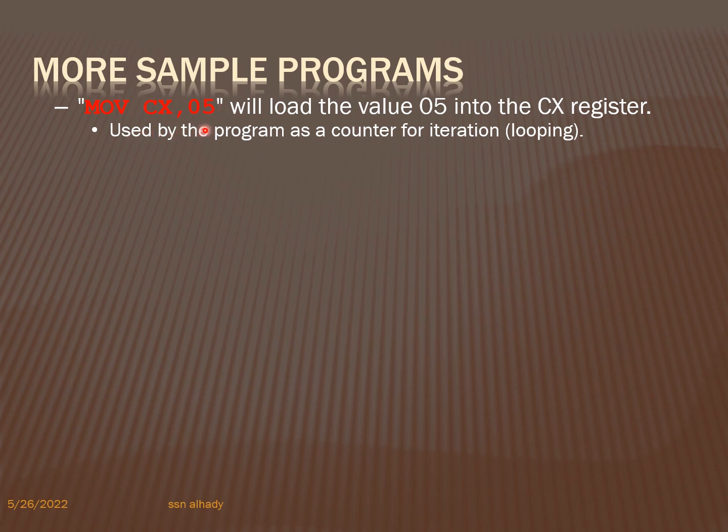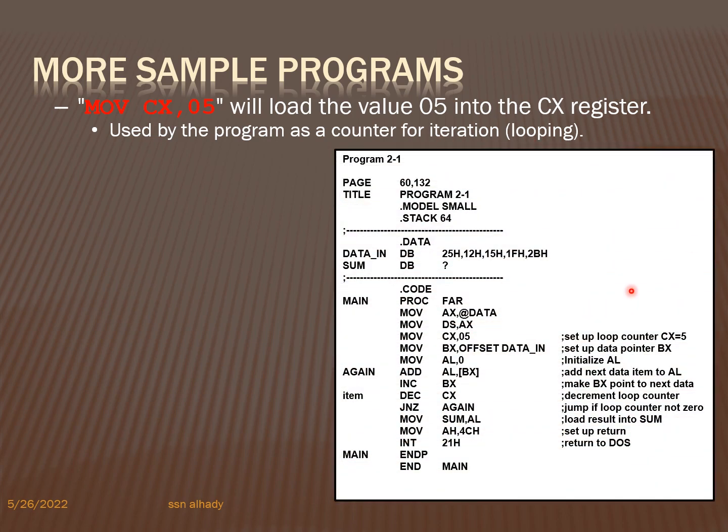MOV CX, 05: we load the value of 05 into the CX register, used by the program as a counter for iteration or loop. Okay, in here, if you look, CX is used as a counter.